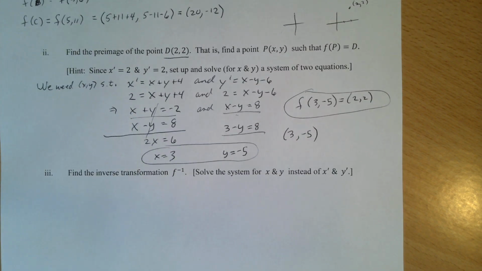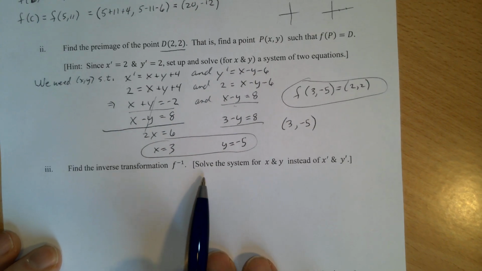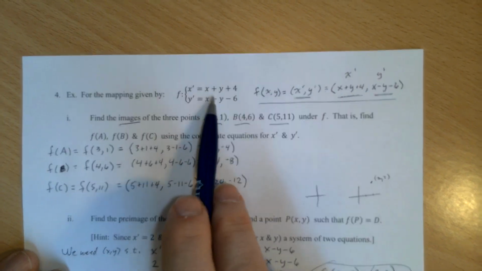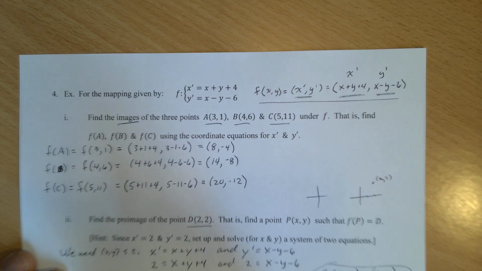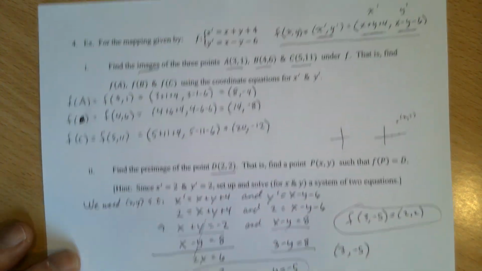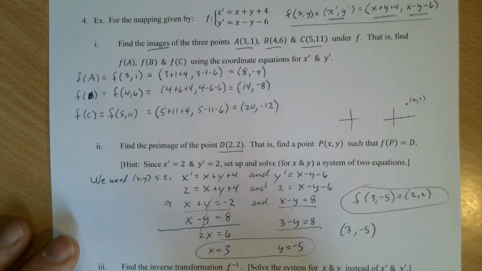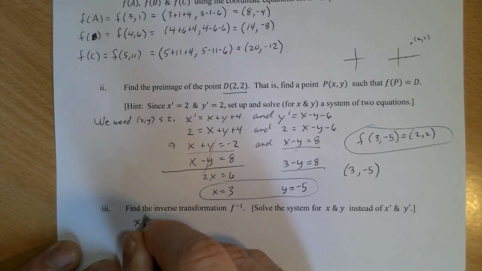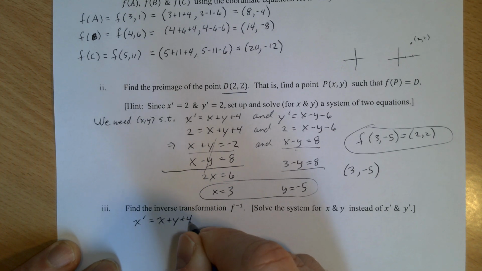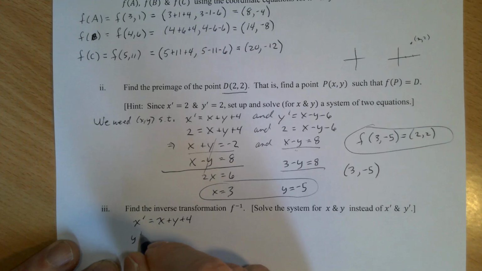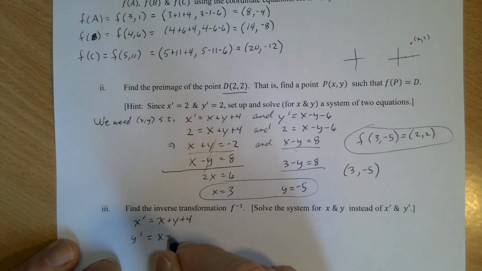Now let's find the inverse transformation, f inverse. So what we'll do is we'll solve the system up here for x and y instead of x prime and y prime. Okay, so let me write them down again. I'm going to write x prime equals x plus y plus 4. And the second one is y prime equals x minus y minus 6.